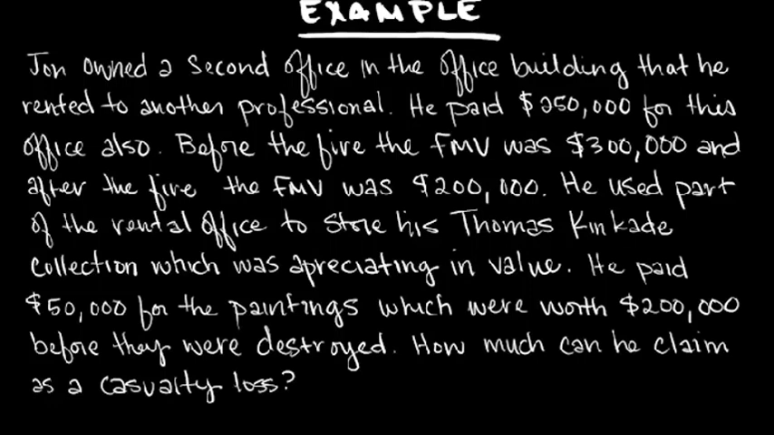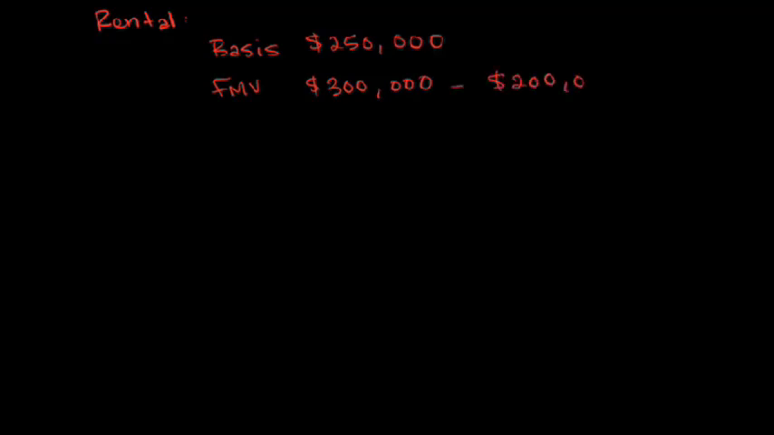So let's go through the rules. The first is that we have a rental loss. The office that he invested in is a rental, and so we look at, number one, was the rental completely destroyed? No. The rental still had value after the fire, and therefore it was partially destroyed. So we look at the difference between basis, and he paid $250,000 for the property, as well as the other rule, which is the difference between fair market value right before the destruction of $300,000 and after the destruction, which was $200,000, resulting in a loss of $100,000. We take the lesser of, so we take the $100,000 for the rental property. And this loss is a for AGI deduction.